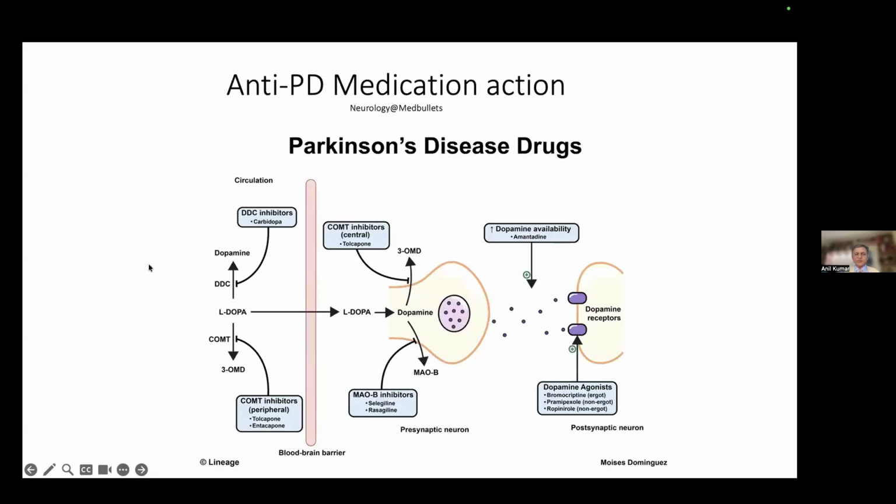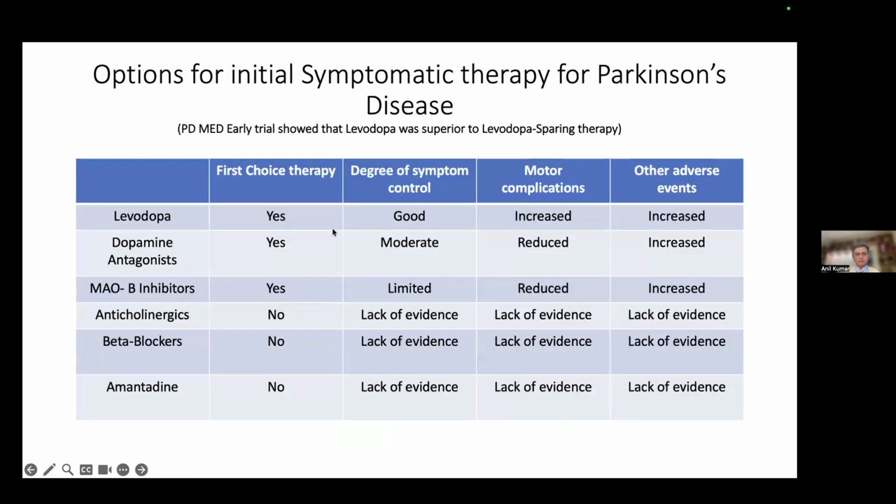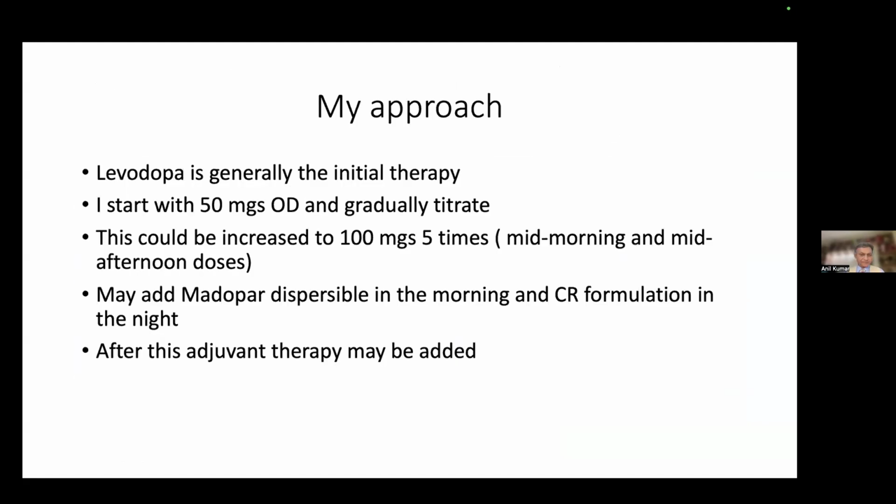This is another description from the same source, not much different. Early PD Med trials suggested that you can use levodopa, dopamine agonists or MAO-B inhibitors, with their advantages and disadvantages. But overall, the whole school of thought keeps on changing. Initially, we used to say delay the levodopa if the patient is not symptomatic. Then there was a suggestion that the earlier you give it, the better. Then there was a move towards starting a dopamine agonist initially. So the thoughts keep on changing.